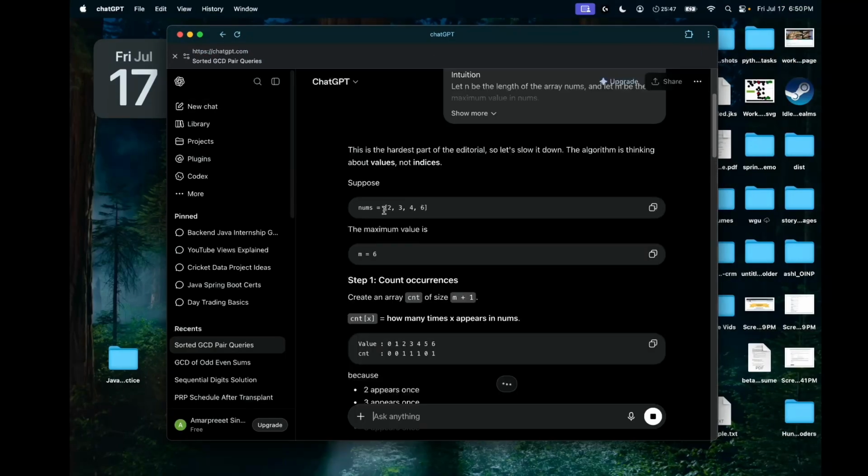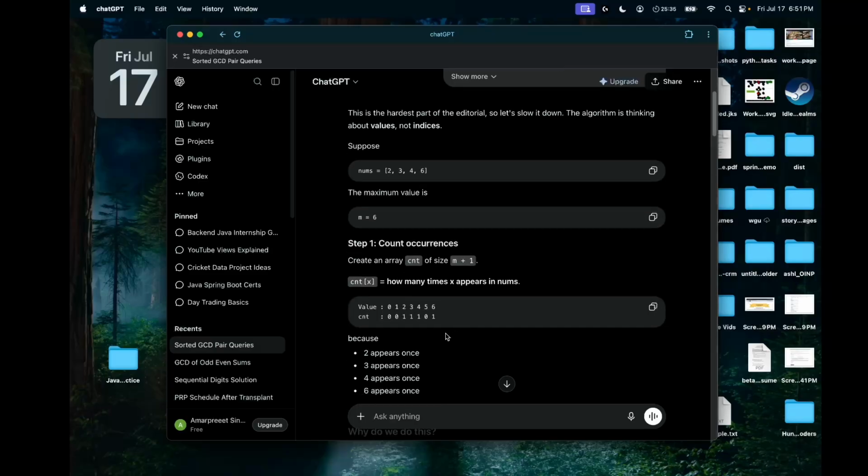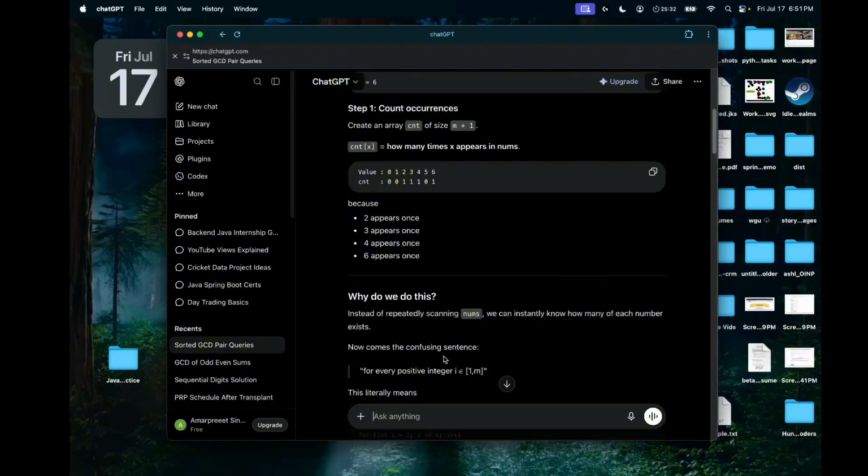So let's suppose we have nums, and the maximum value is 6. Step 1 is count. We create a count array, so we have 2 one time, 3 one time, because 2 appears once, 3 appears once, 4 appears once. Why do this? Instead of repeatedly scanning nums, we can instantly know how many of each number there are.